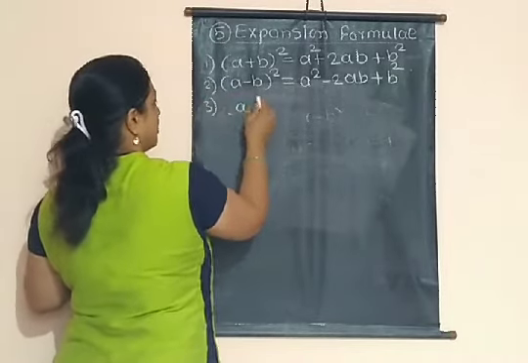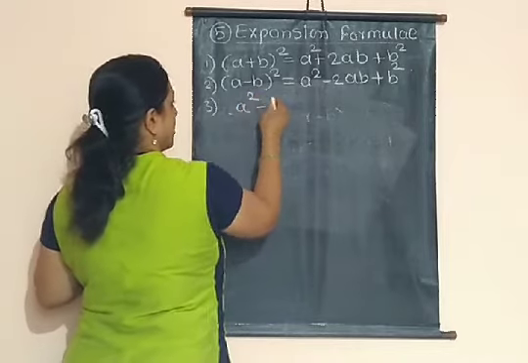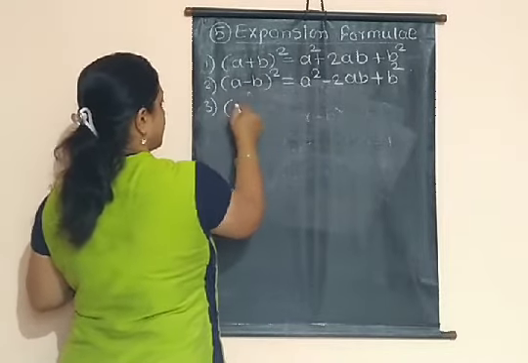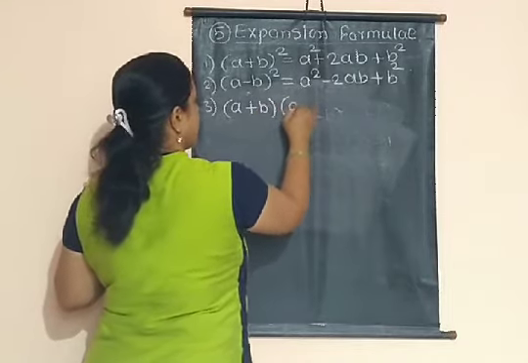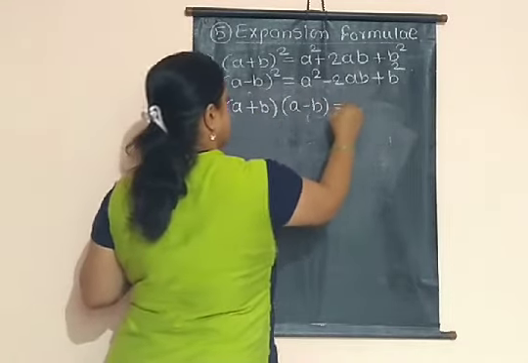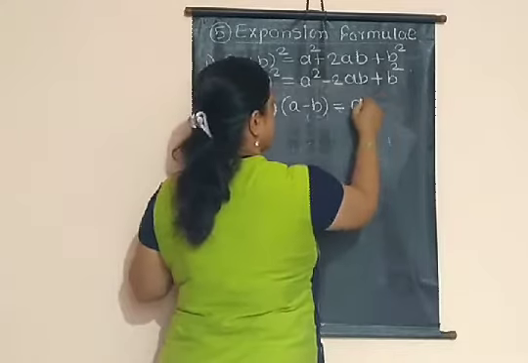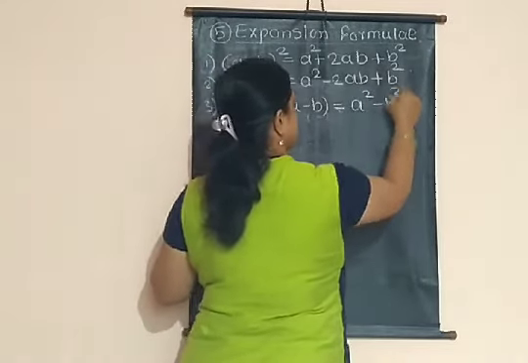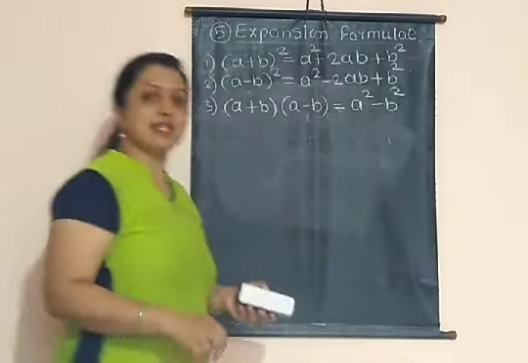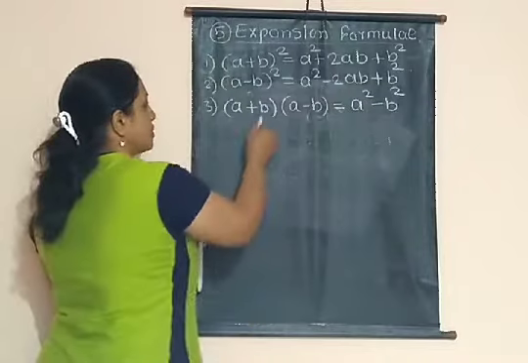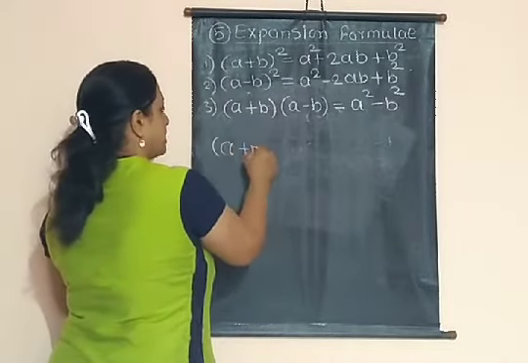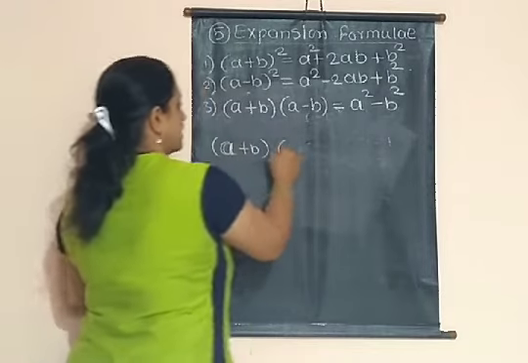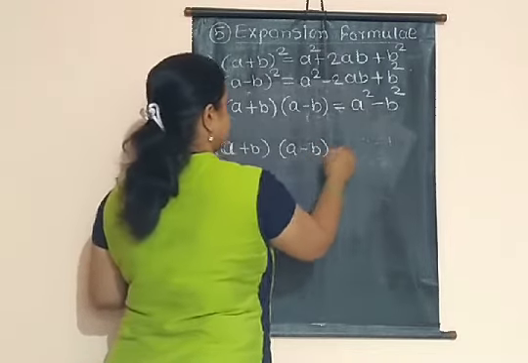(a plus b) in another bracket (a minus b), that is equal to a square minus b square. Now let's see how we will get this equation. So take the product of this, in first bracket a plus b and in second bracket a minus b.